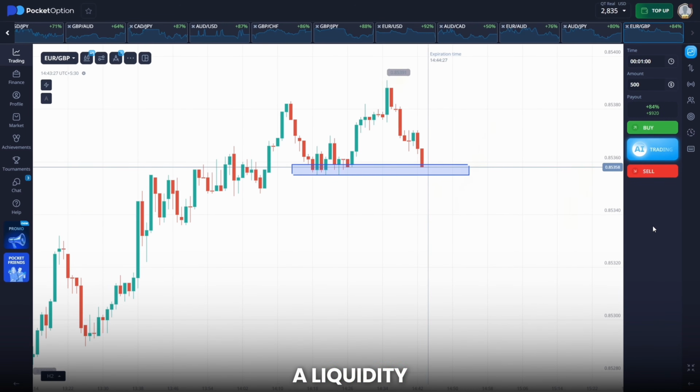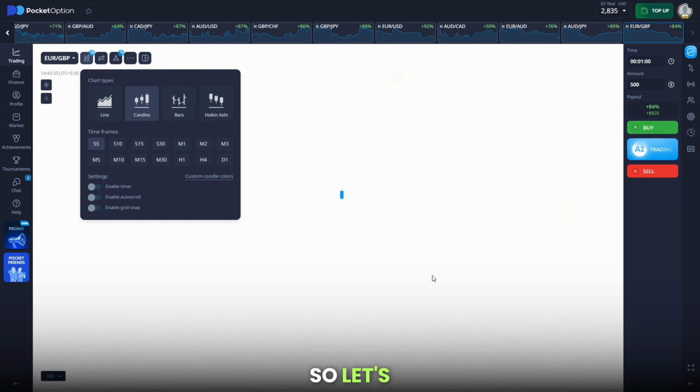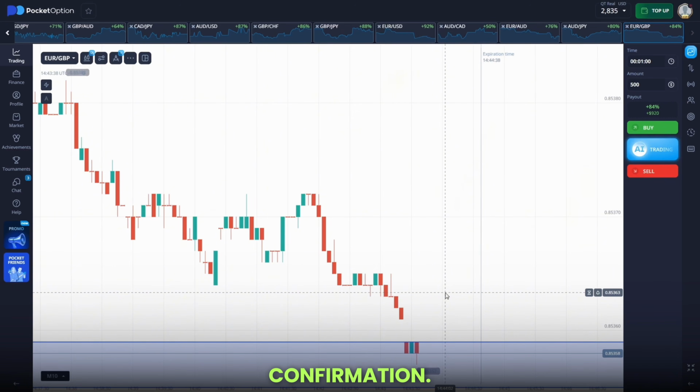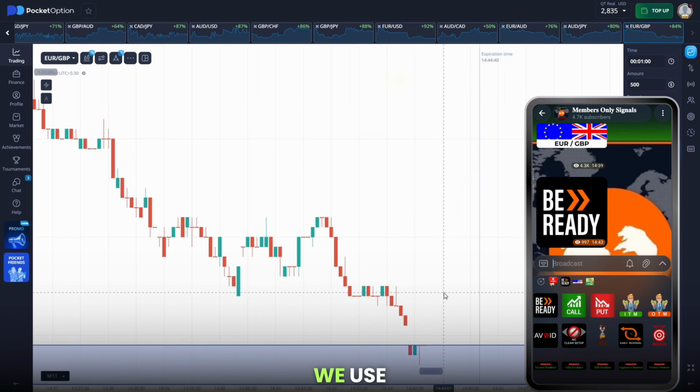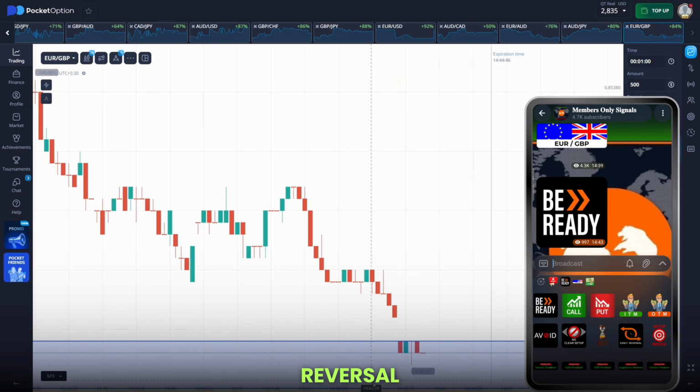Price is approaching a liquidity zone and this is where I'm expecting a reversal. Once I take the trade, I will explain the strategy to you. So let's open the 5-second chart because here I'm going to place my trade with confirmation. The strategy is very simple. We use liquidity, but let me first take the trade and then I will explain in detail why I'm taking a reversal trade here.